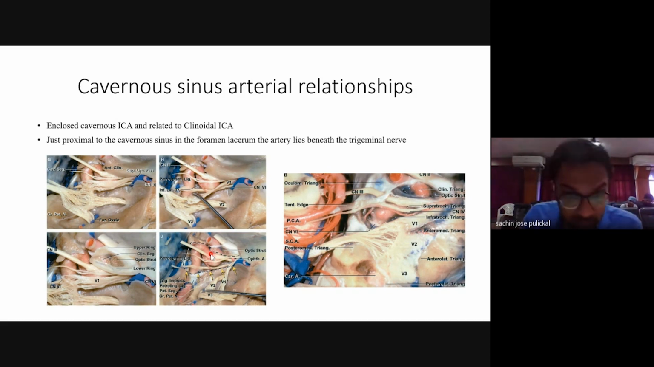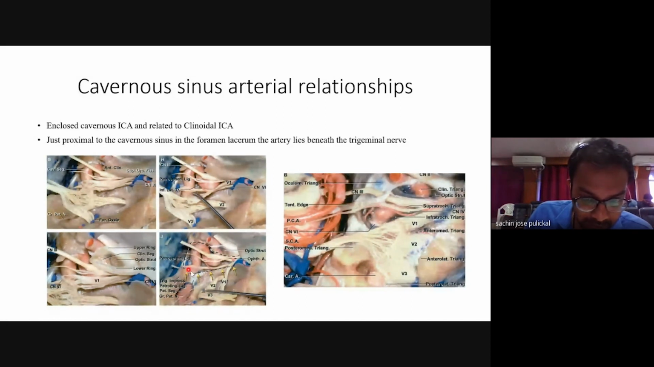And one more thing is, once it reaches the roof of the cavernous sinus anteriorly, which is formed by the clinoid process, it will be bound by this triangular fold of dura, which covers the clinoid process. So this segment of ICA between this is called the clinoidal ICA, and here is the supraclinoidal ICA. What you have to understand is this part of ICA is outside the dura. There is no subarachnoid space here.